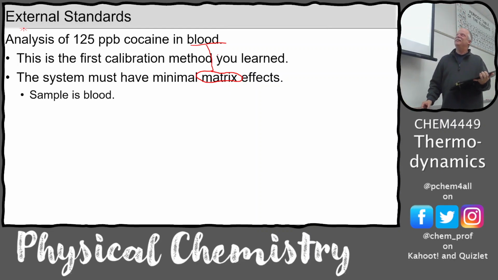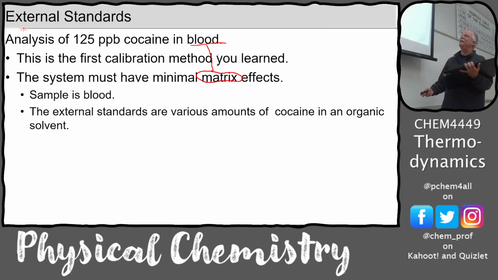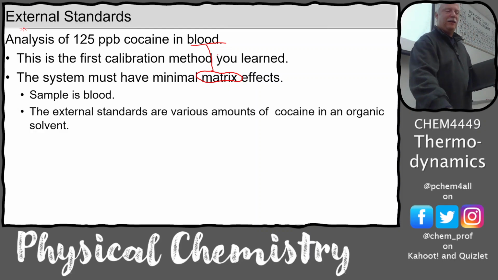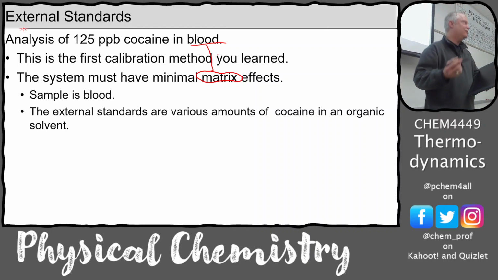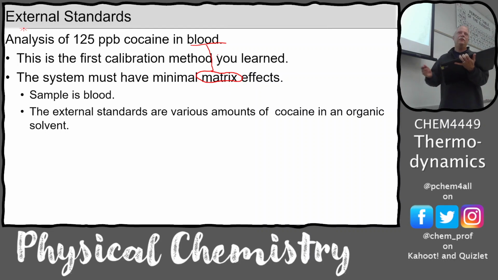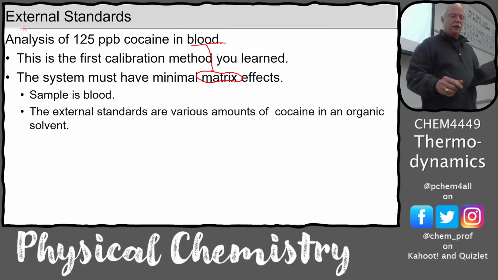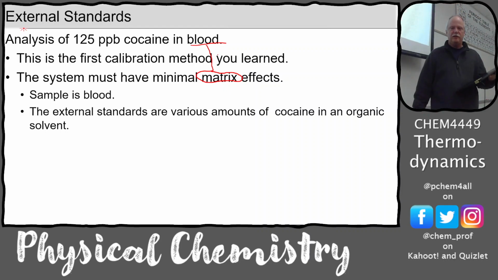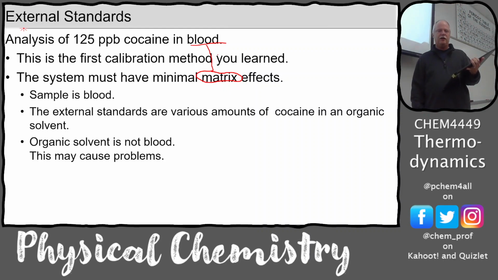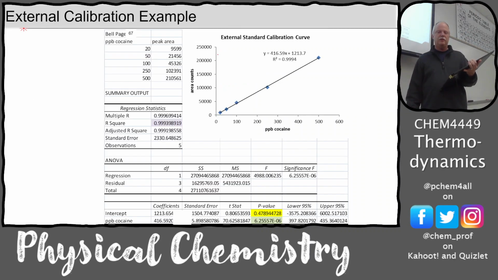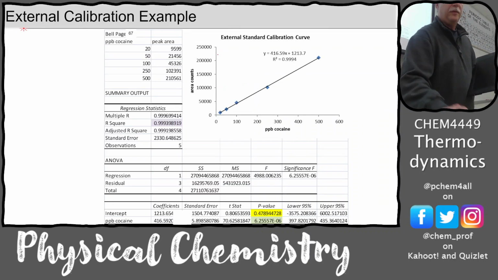Okay, and so the sample is blood, but the external standards are various amounts of cocaine made up in an organic solvent like acetonitrile. And so that's probably gonna be a problem. So we know right away that may cause problems. But we're going to do this anyways to see where those problems show up. So the external standards are varying amounts of cocaine in organic solvent. The organic solvent is not blood. This may cause problems. So here's our analysis. So let me walk you through the different parts.